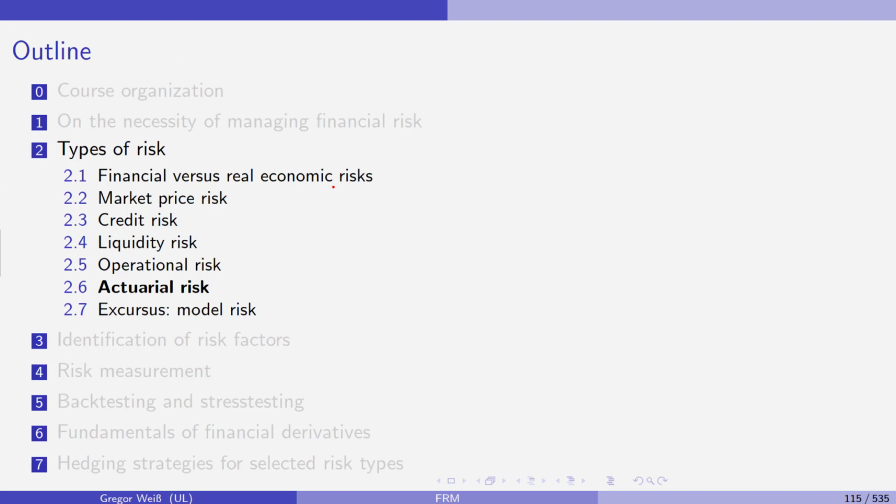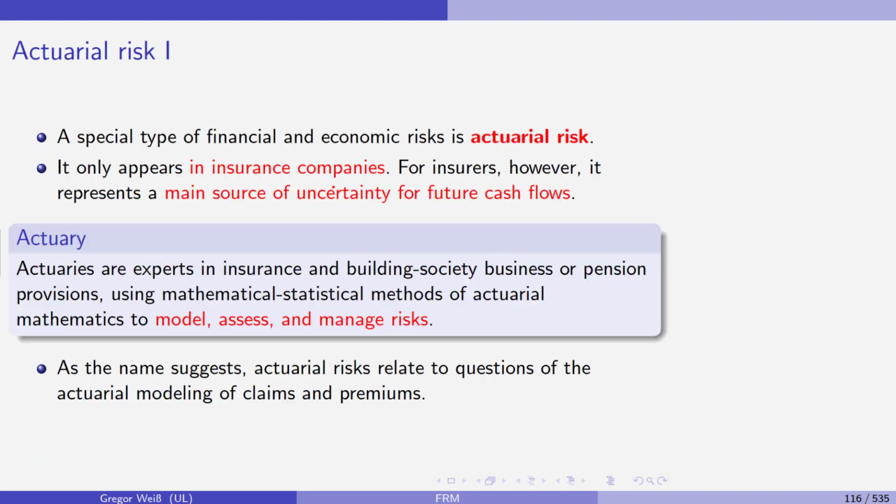So that's operational risk. Next, let's turn to actuarial risk, which is completely different, only to be found in insurance companies, but I wanted to mention this here because this is called financial risk management and not just banking risk management. It's very special. It only appears in insurance companies, and for insurance companies, it is usually the main source of uncertainty and the main source of risk exposure.